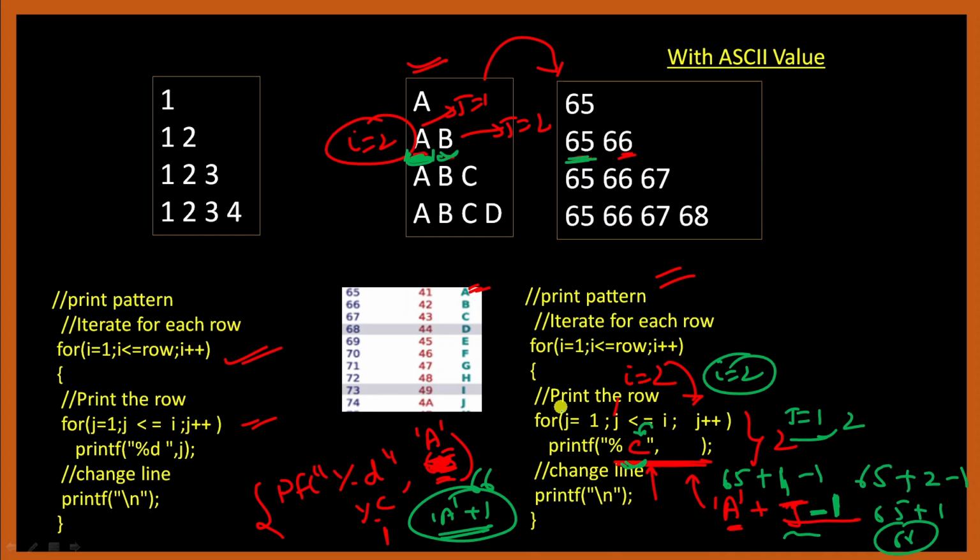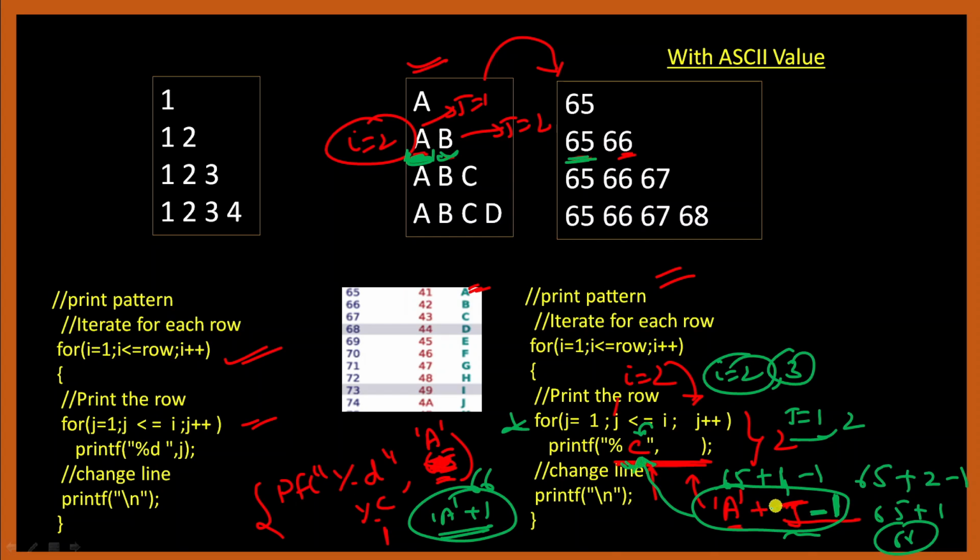Next time this loop is false, and for I equal to 3, again j equal to 1, 2, 3, the same calculation will happen and A, B, C will be printed. You can run this by yourself. The basic idea is that this statement is important: for arithmetic purposes, A will be replaced by its ASCII value, the decimal value will be calculated, and then the character corresponding to that ASCII value will be printed.